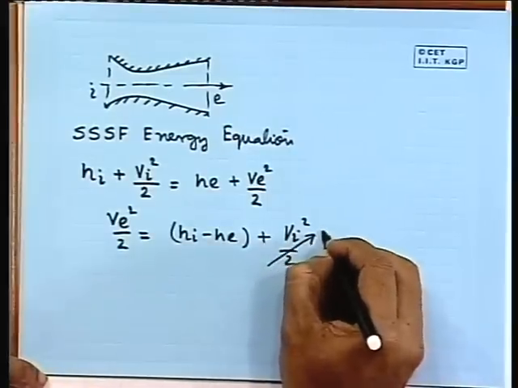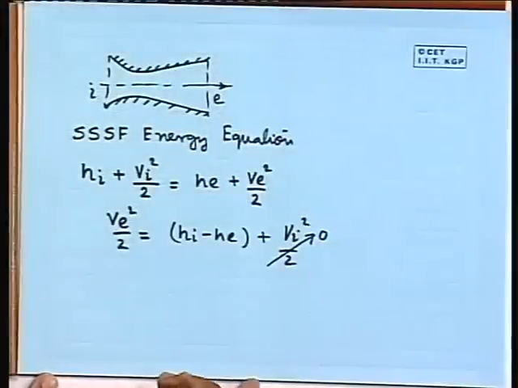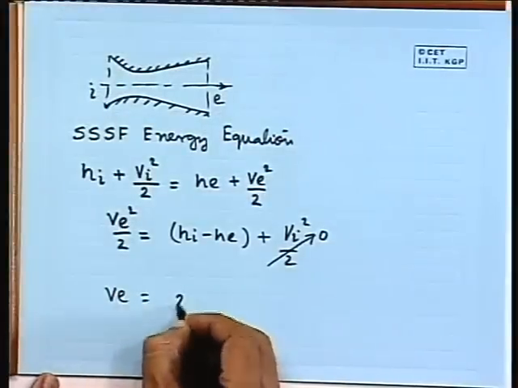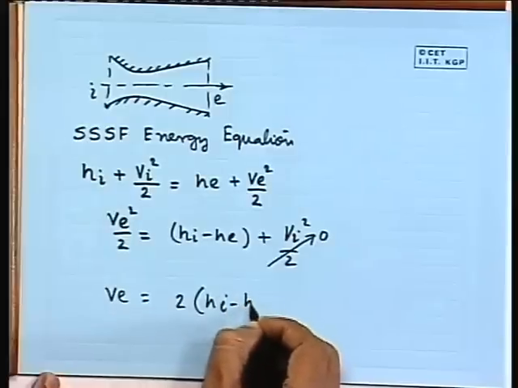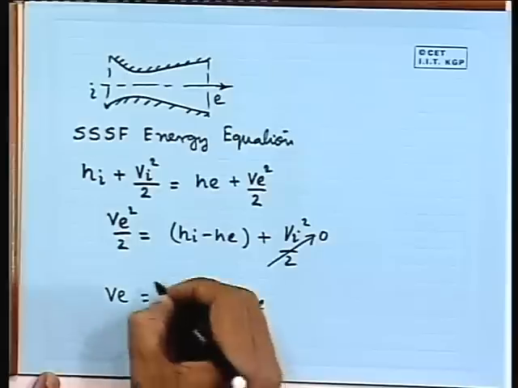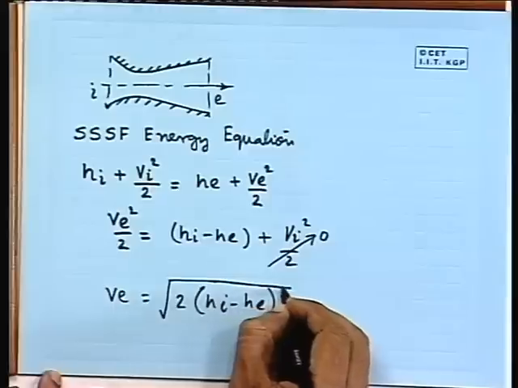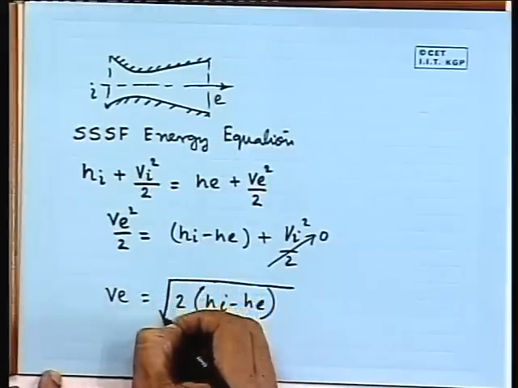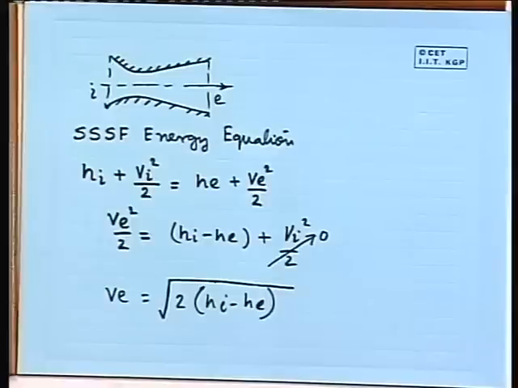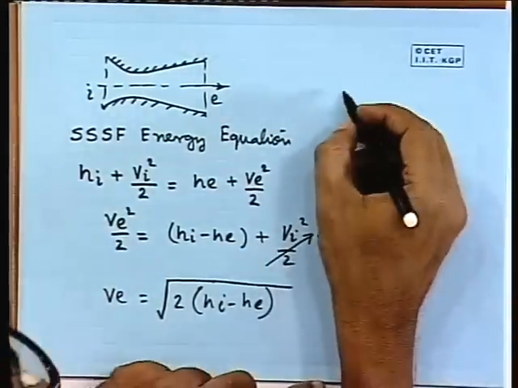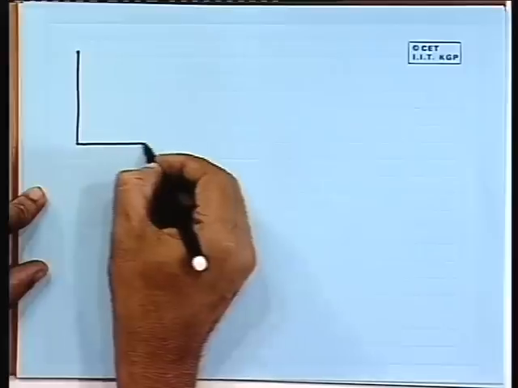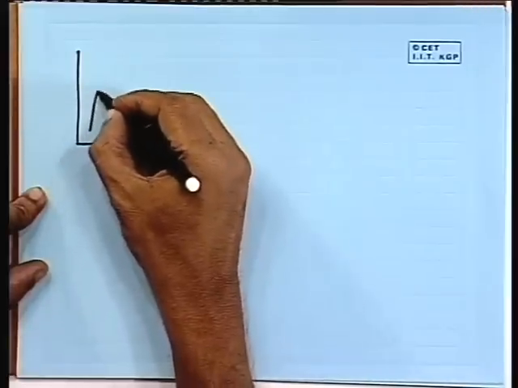Generally this is small compared to the change of enthalpy. So V E is equal to the square root of twice H I minus H E. So this is how we can determine the velocity through the nozzle. If we see the process either on a TS plane or on an HS plane, it is like this.